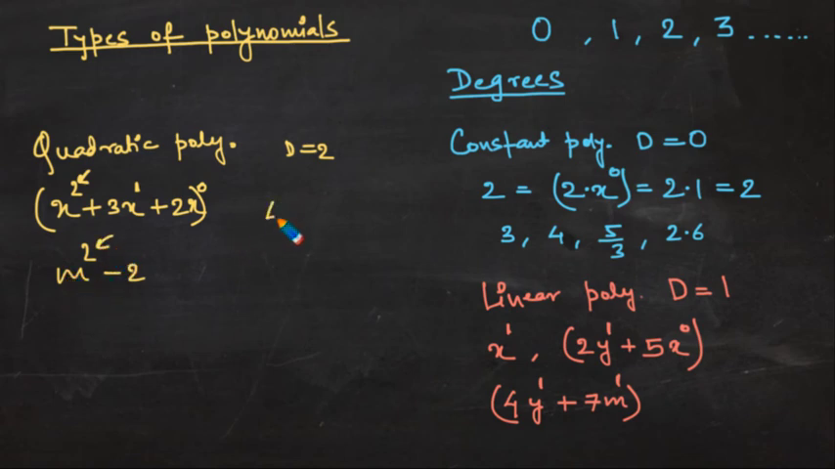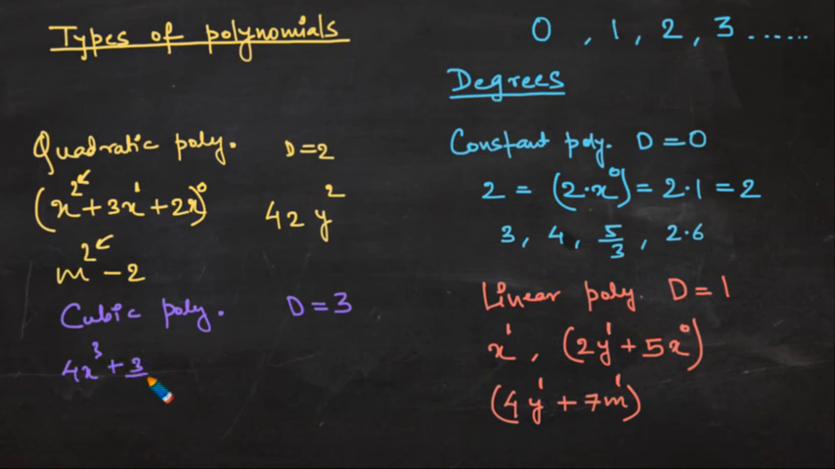Similarly, let's say that we have 42y square. This is again a quadratic polynomial. So irrespective of the number of terms available, we just have to focus on the available power of the variables to classify it according to degrees. Again, let's say that the degree is 3. If the degree is 3, then the polynomial would be called a cubic polynomial. For example, 4x cube plus 3 by 2x square minus 5.